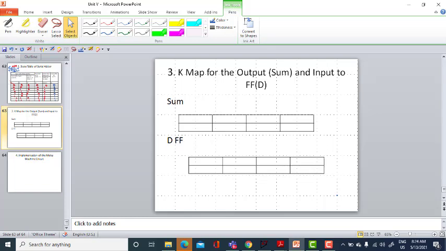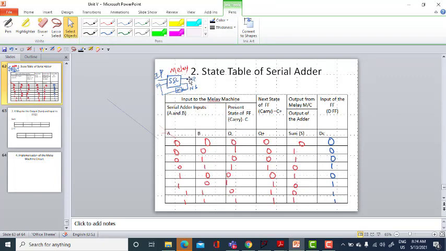We have the table here, and now we need the expressions to implement the design. For that, we will go ahead with the K-map. We have the sum, the output of the machine. As I discussed, this is a serial adder, the output is sum, and this is your carry. So we need two K-maps or two expressions: one for the output, that is the sum, and another for the next state, that is the carry. The next state is nothing but the carry, Q plus or C plus, whatever.